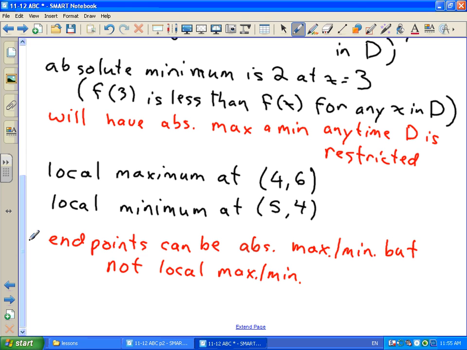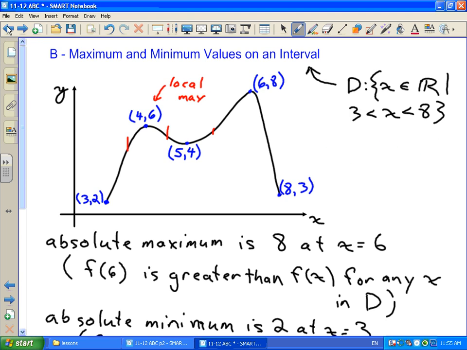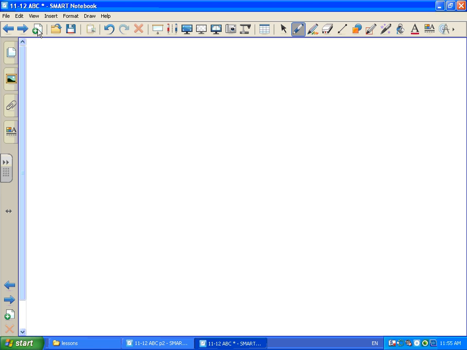So what I've said here is that you're going to have an absolute maximum and minimum anytime you put these limits on your domain. Most of the time we'll be dealing with functions. Let's just give ourselves a new example here where you haven't restricted the domain. So for instance, let's say we had the function y equals x squared.